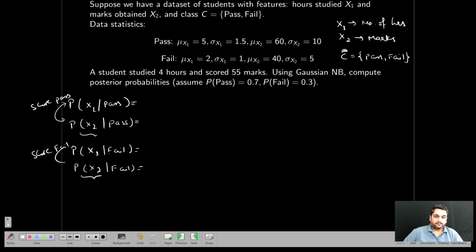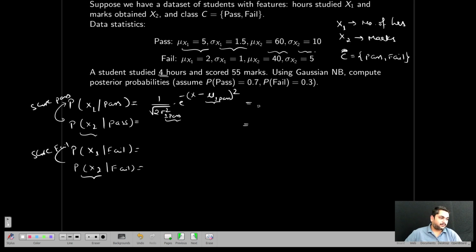Once you get this, how will you calculate it? Now apply the normal distribution: 1 by square root of 2 pi sigma square, and then e power minus, x i is given as 4. We'll write it later. It will be the sum of the given new x value minus mu 1 pass, square. Now you have to estimate these values. Those values are already given here, right? For all of those they are given. You have to plug them in and find out these values, the probability for pass and the probability for fail.